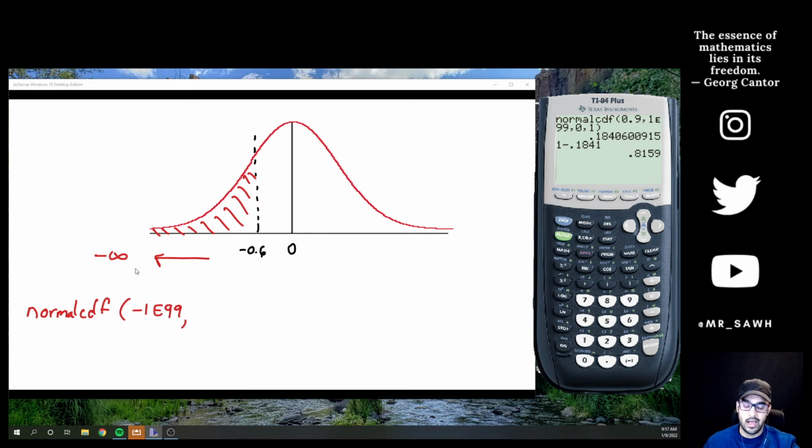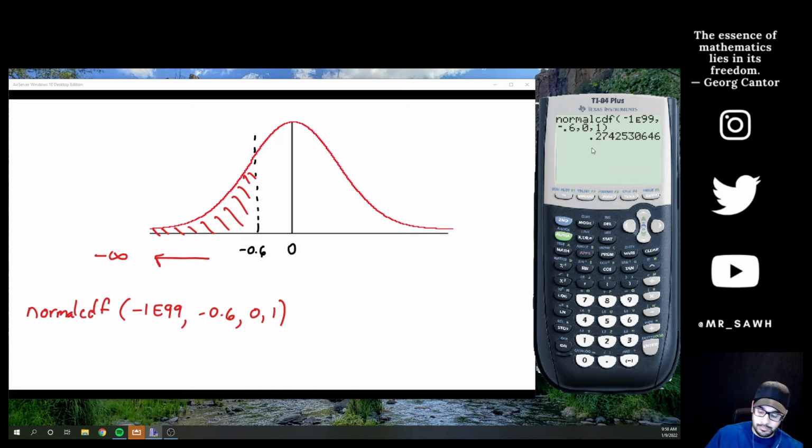The biggest value I could have in this shaded region is negative 0.6. So negative 0.6, mean of 0, standard deviation of 1. So there are my 4 values that I need to plug in. So second vars again, option 2, negative 1, E99, negative 0.6, 0, and 1.